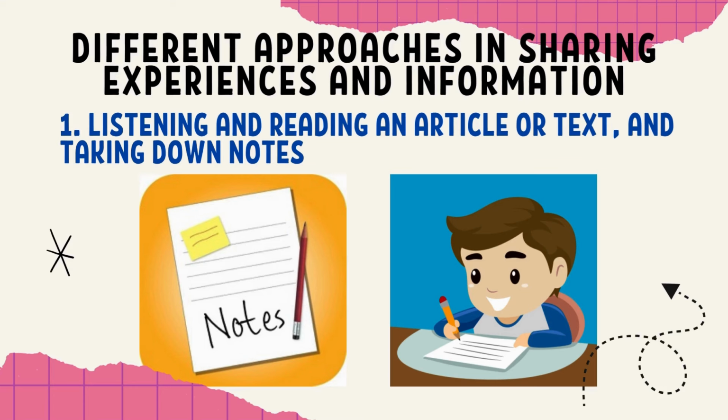Different approaches in sharing experiences and information. Number 1, listening and reading an article or texts and taking notes. When you listen to someone speak or read something, it helps to write down important points. This way, you can remember and share what you learned later. Example: if you read an article about space, you can take notes on the important facts, like how many planets there are in our solar system.